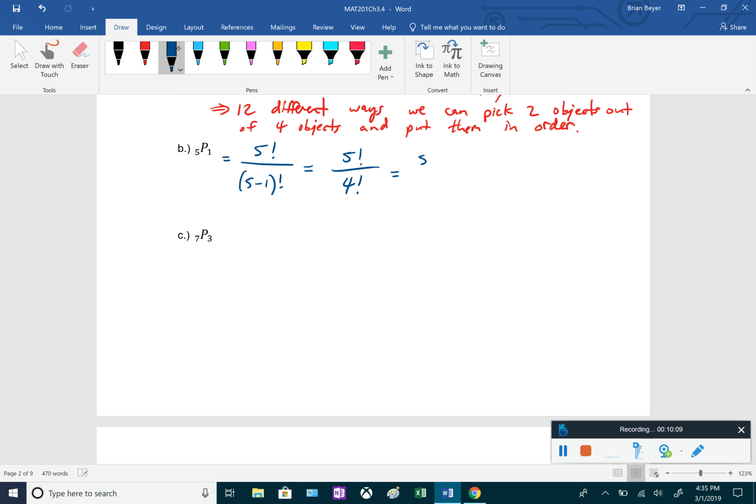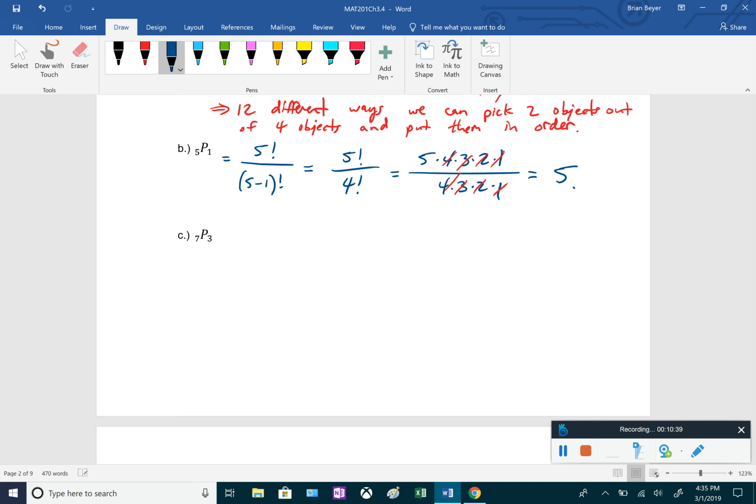So this is going to be 5 times 4 times 3 times 2 times 1 over 4 times 3 times 2 times 1. Once again, numerator and denominator are being multiplied, so they cancel, and we're just left with 5. So that means there are 5 different ways that we can pick one object out of 5 objects and put them in order, which should make sense because we're only picking one at a time.